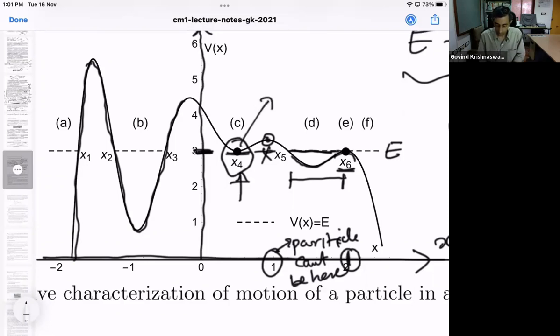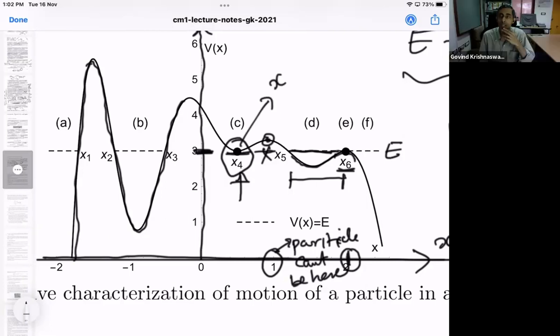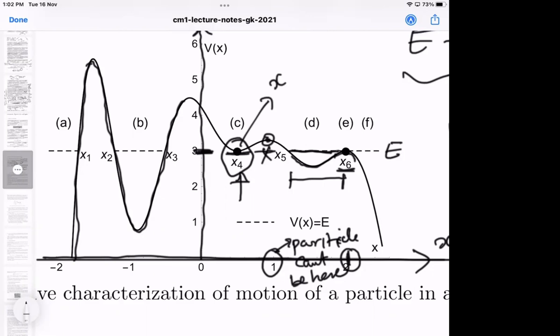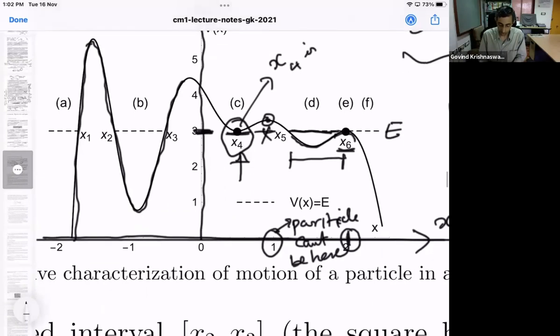So we will say, if it starts there, what must its initial velocity be? 0. Yes, it has to be 0 because the energy was equal to the potential. So x4 is called a static solution. That is, x of t is identically equal to x4. Okay, the particle begins at x4, remains at x4 at all times. It's called a static solution. The particle simply doesn't move.